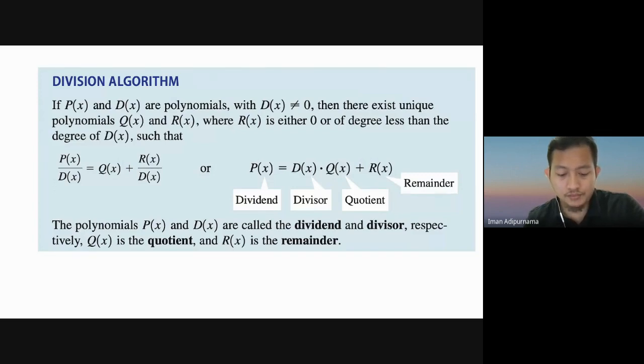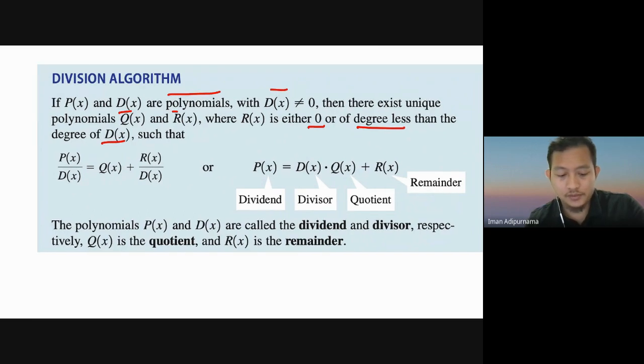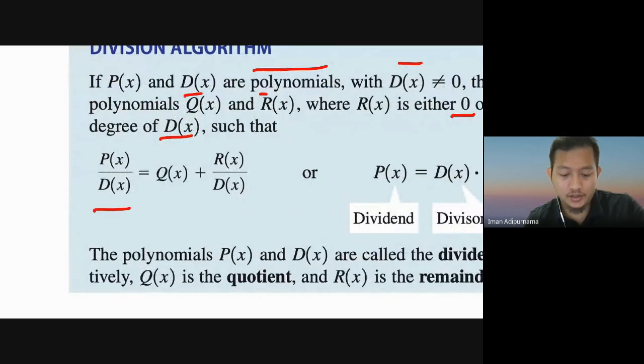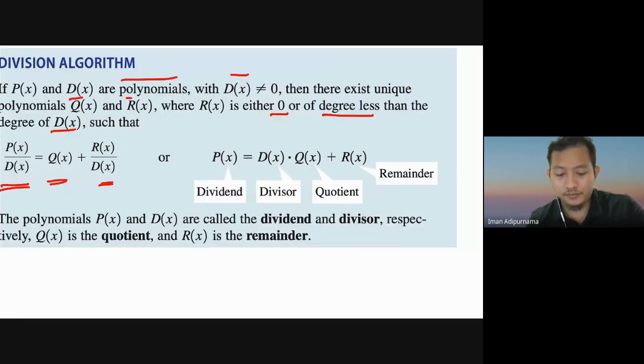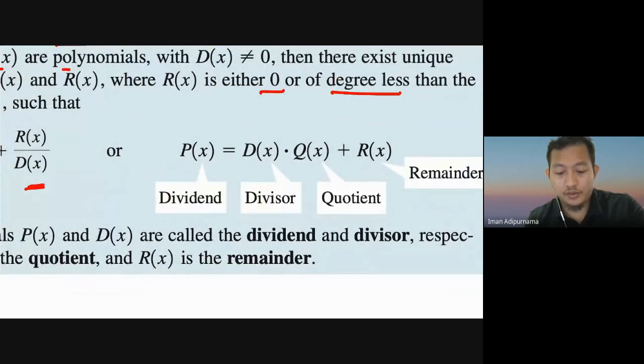So the definition here: if we have P and D, they are both polynomials, with D not equal to 0, then there will be other polynomials Q and R, where R can be 0 or of degree less than the degree of D. And we can write P over D equals Q plus R over D, or you can write P(x) = D(x)Q(x) + R(x).